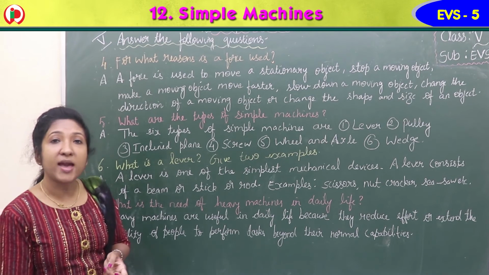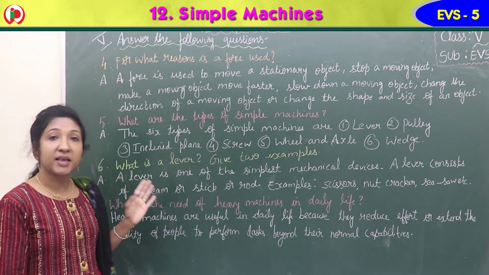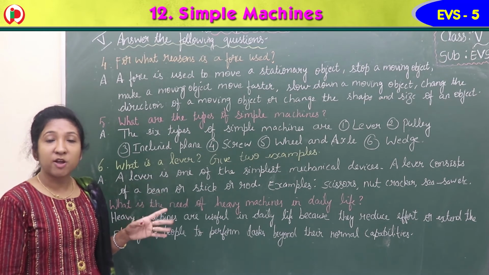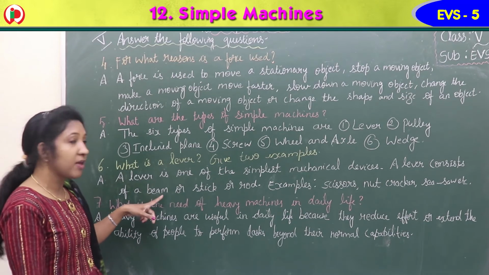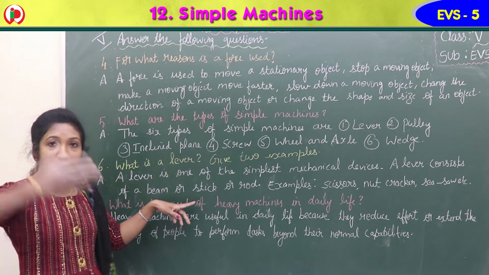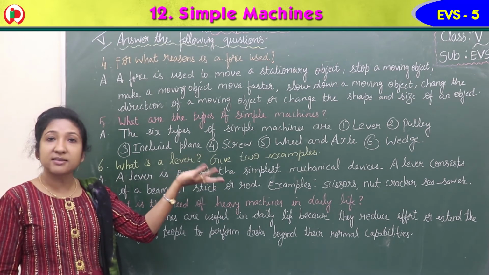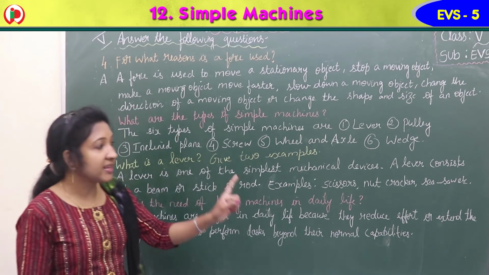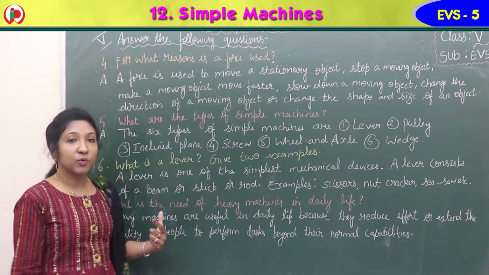Give 2 examples. A lever is one of the simplest mechanical devices. A lever consists of a beam or stick or rod, we say. Examples: scissors, nutcracker, seesaw, etc. S-E-E-S-A-W, seesaw. Okay.